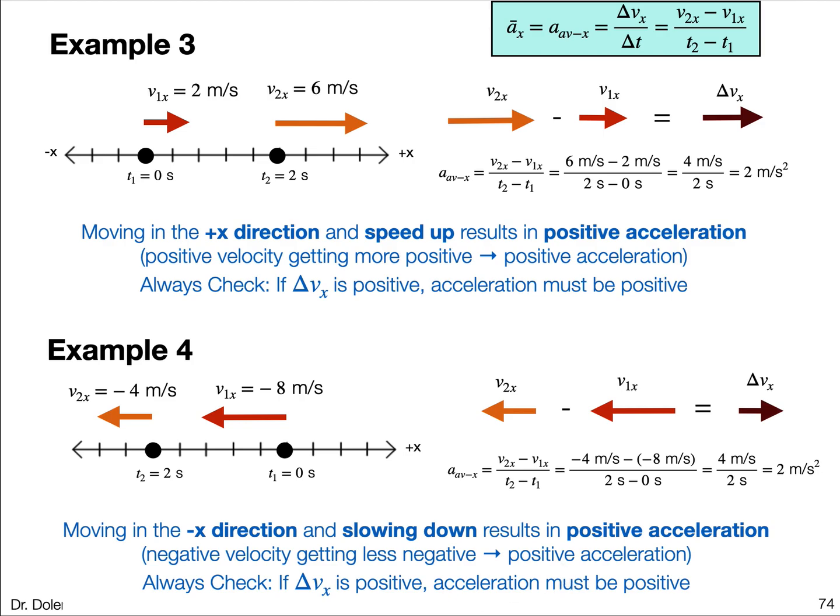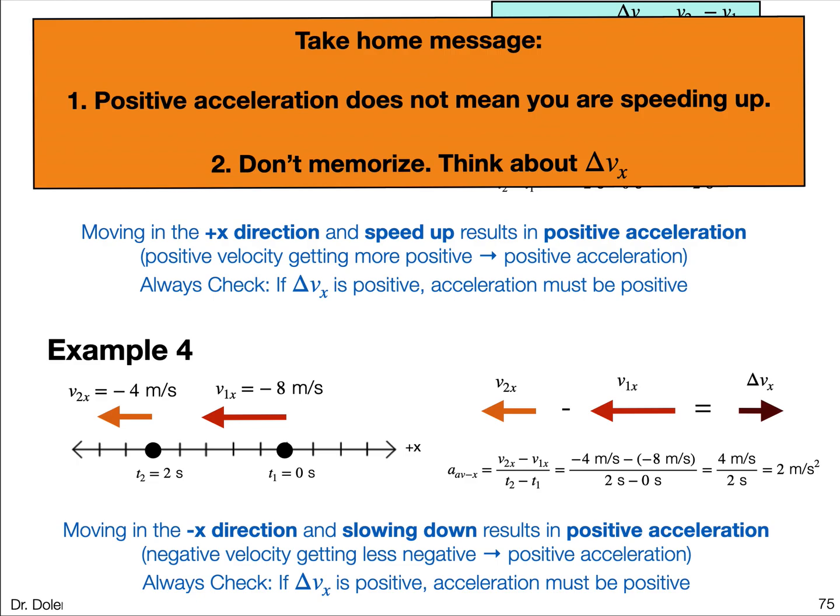So again, the take-home message here is positive acceleration does not mean you are speeding up. It can also mean you are slowing down depending on which direction you're traveling. So again, don't memorize this. You can always figure this out using our equation for acceleration, which includes delta v in it.